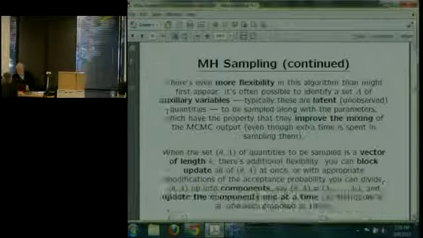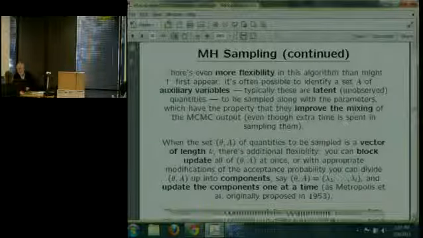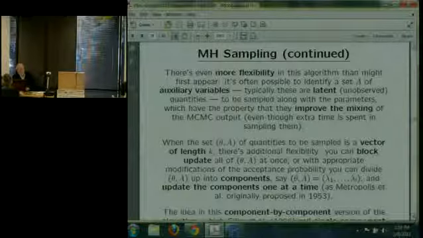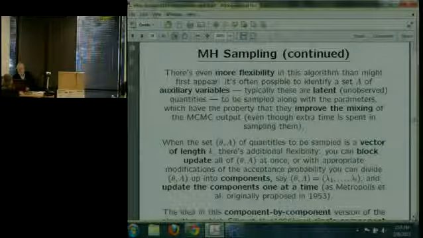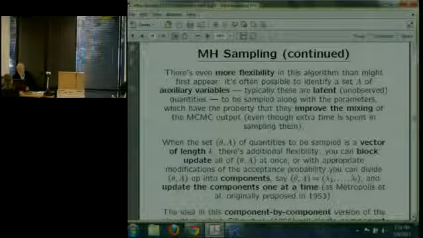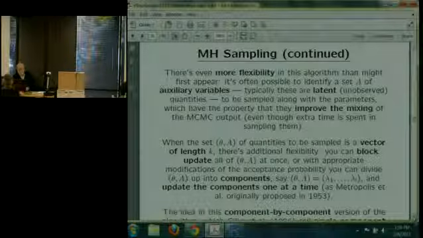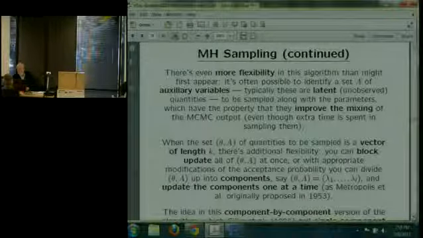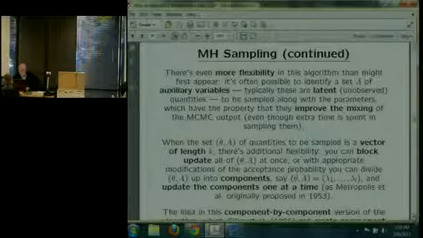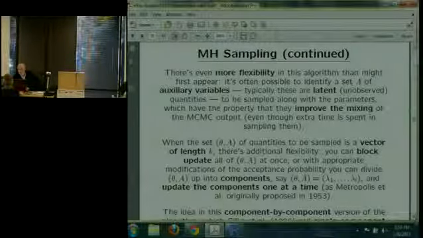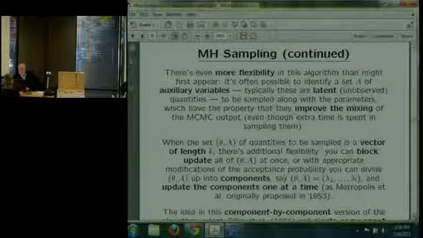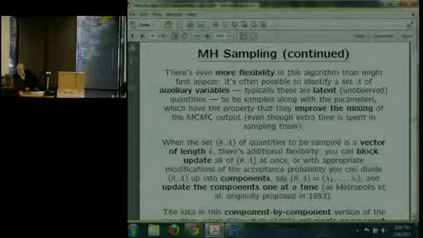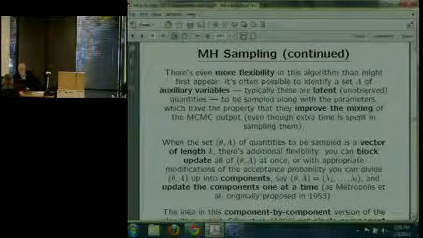Now, there's even more flexibility in this algorithm than might first appear, because you can accelerate the Monte Carlo accuracy in many cases by identifying a set of what are called auxiliary variables to be sampled along with the unknown parameters you're interested in. These variables are often called latent variables, because the word latent means that they're unobserved, but it's interesting to think about what their values would be if you could observe them.